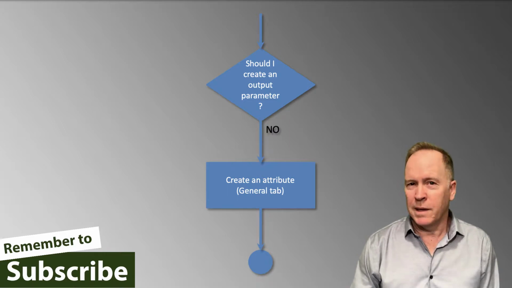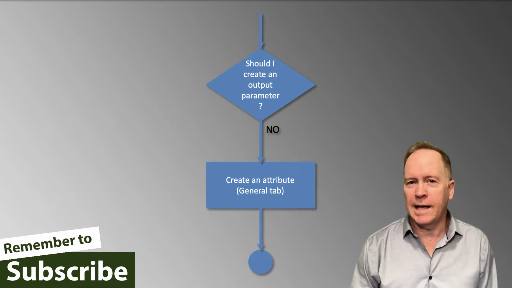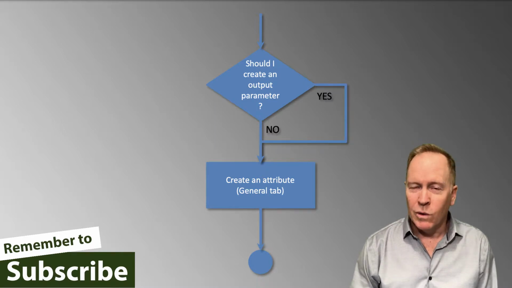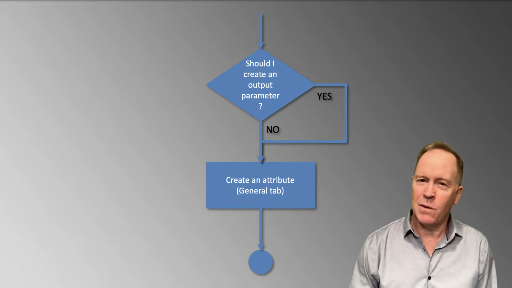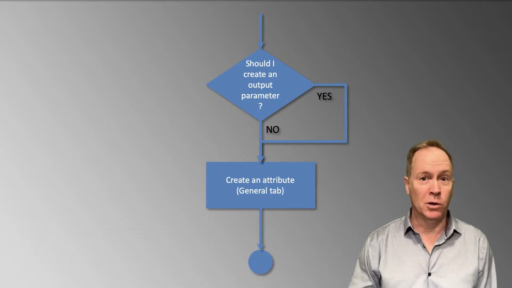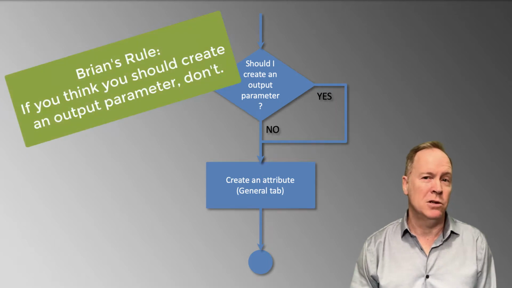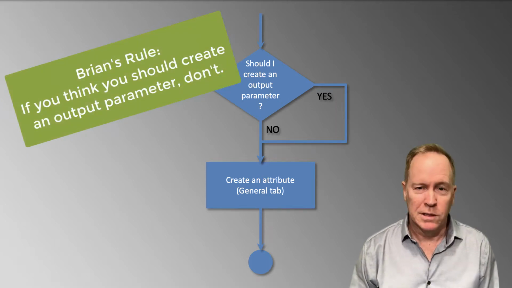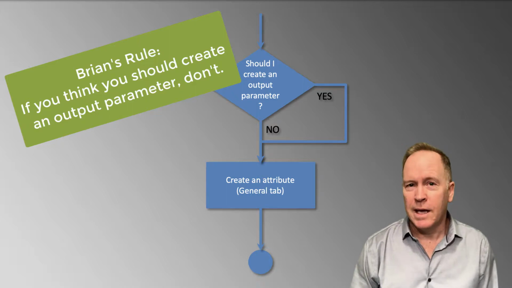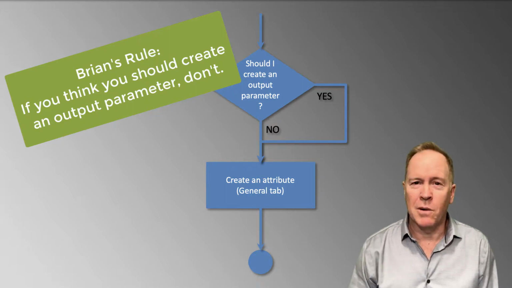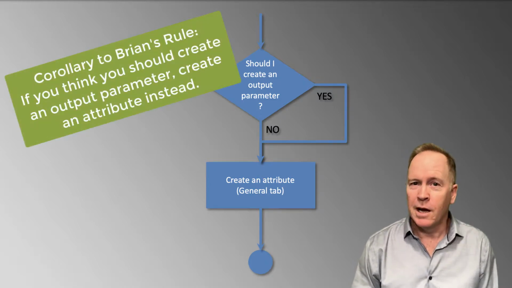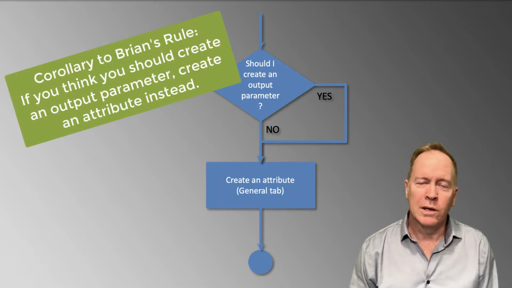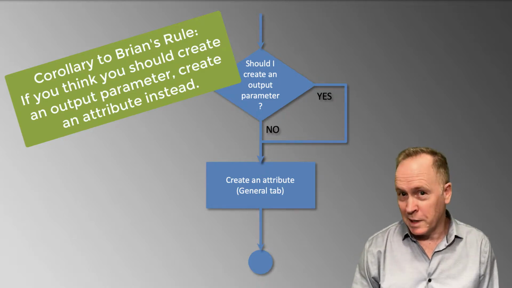Well, what I tell my beginner students is that if you think that, yes, I should create an output parameter, then don't. Or as I like to put it in the classroom, I always tell my students on day one of class that I have a rule: if you think you should create an output parameter, don't. Create an attribute instead. And I just let my students go with that basic rule, again, for about the first day of class. I promise them I'll come up with a better, more nuanced rule, which we'll talk about in the next slide.